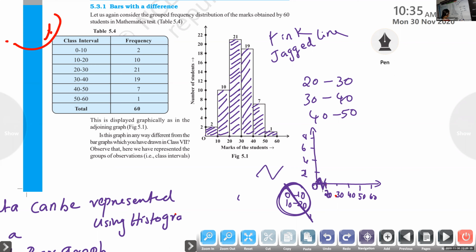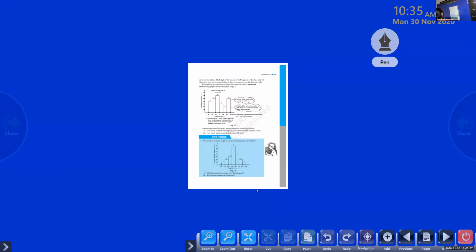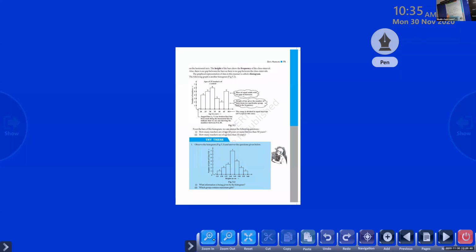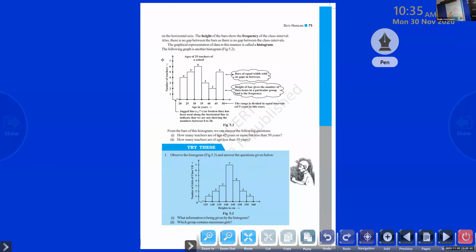For the first class, we will put a kink-like mark, which means that in between the first classes there will be some values that we are not mentioning. I will show you one figure. See here, number of teachers, age of teachers. Between 0 to 10 and 10 to 20, there won't be a teacher. So we are leaving those two classes and we are putting a kink-like mark.